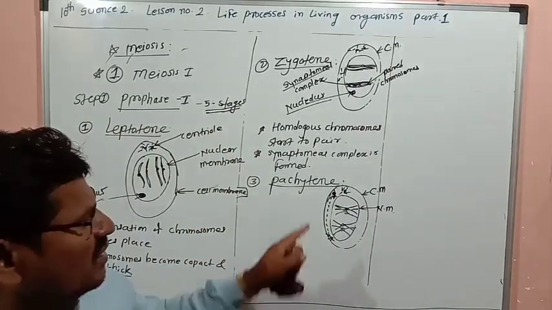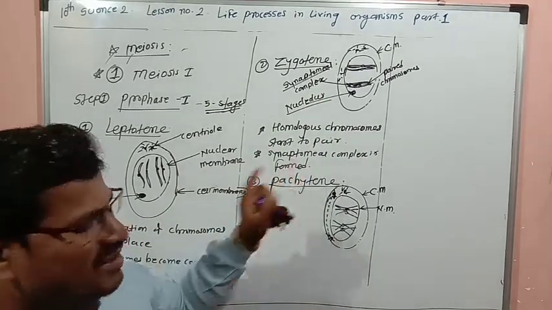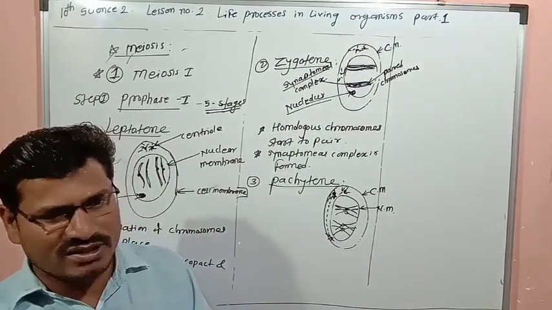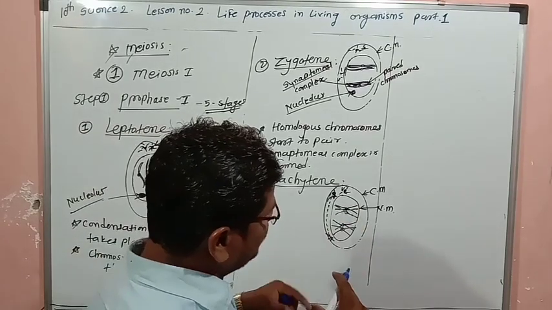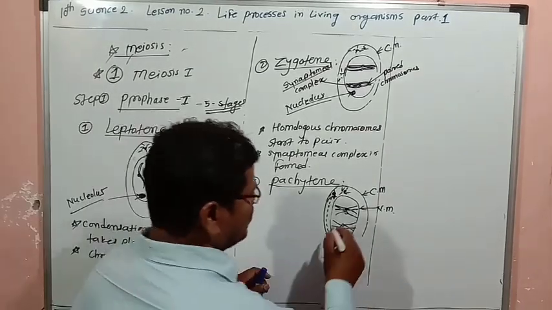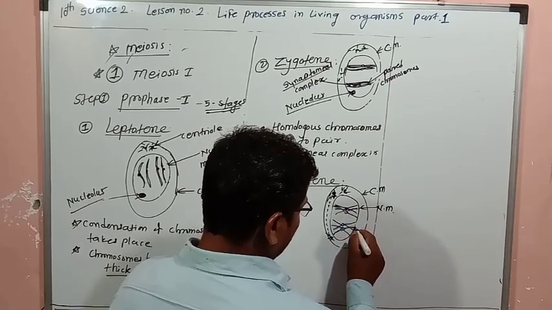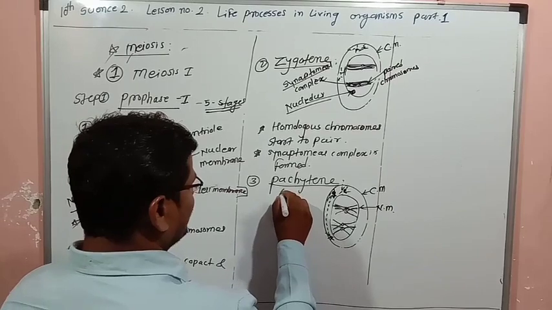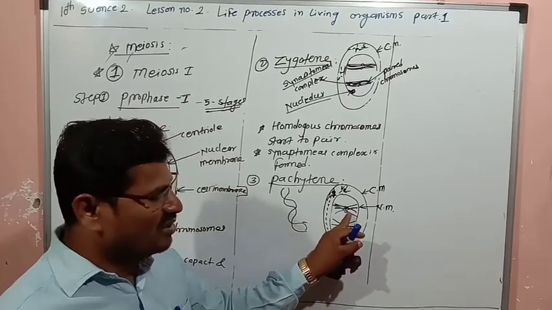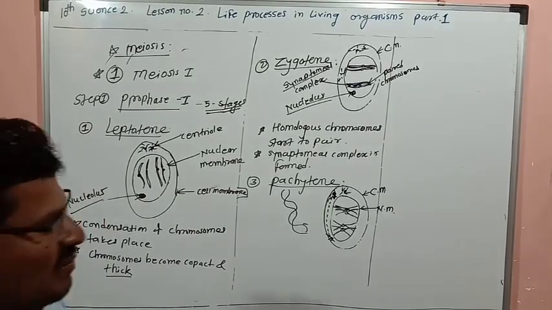So we will see what takes place in the pachytene. Crossing over can be shown in a slightly more complex way. For understanding only, we have shown one arm crossing over like this. But actually crossing over can be shown like this. For understanding, we are just showing crossing over like this.